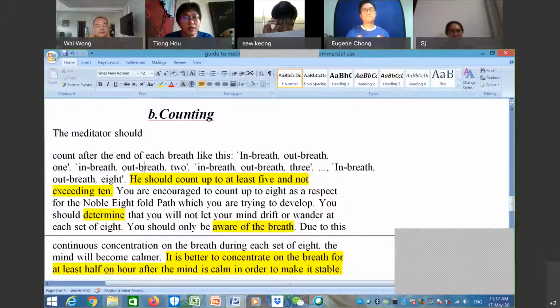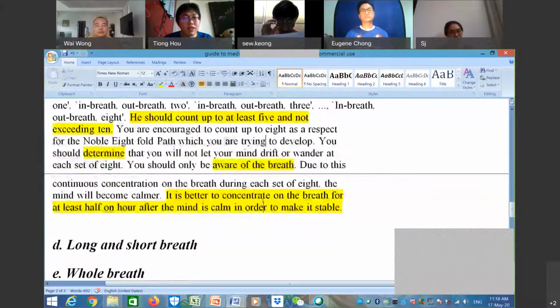You are encouraged to count up to 8 as a respect to the Noble Eightfold Path which you are trying to develop. You should determine that you will not let your mind drift or wander at each set of 8. You should only be aware of the breath. Due to this continuous concentration on the breath during each set of 8, the mind will become calmer. It is better to concentrate on the breath for at least half an hour or after the mind is calm in order to make it stable. Okay, thank you so much.